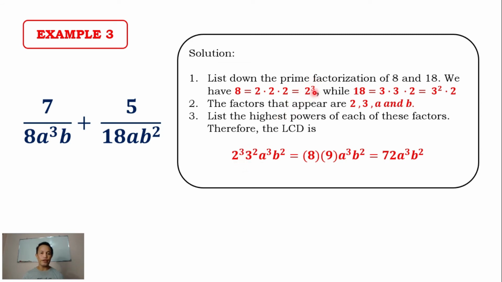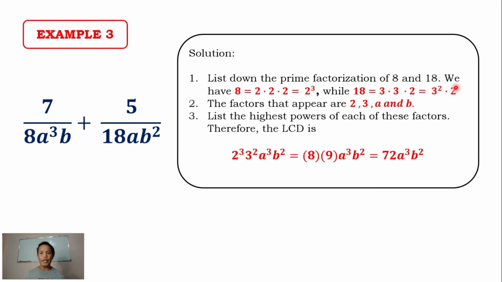Since we have here the 8, we have 2 cubed. And for 18, we have 3 squared. So we list down the highest powers, 2 cubed and 3 squared. We do not need to write this 2 here, because we already have written the 2 here. We only have to write the factors with the highest power. In this case, we have the cube.